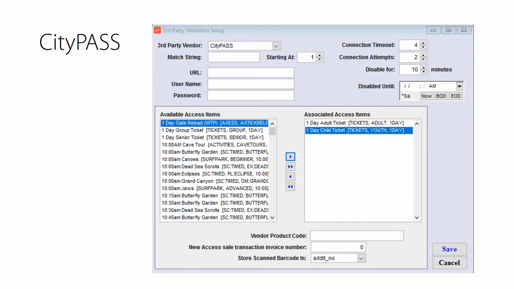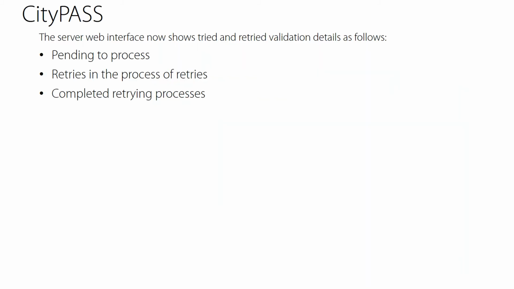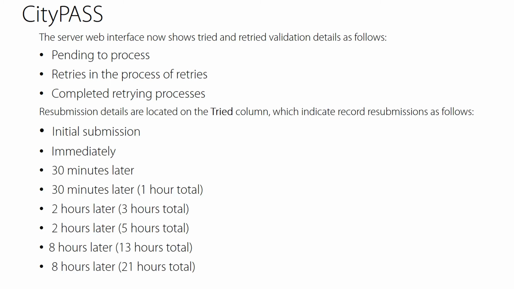The third-party validation setup allows for items in the DCI to be automatically validated when a scan from a CityPASS barcode is received. SalesEZ and Export Service process the validations based on the settings in this grid, and now more details about those validations are available. As you can see from this list, the server web interface shows comprehensive validation details. When validations are resubmitted, the tried column in the interface will detail the following results.